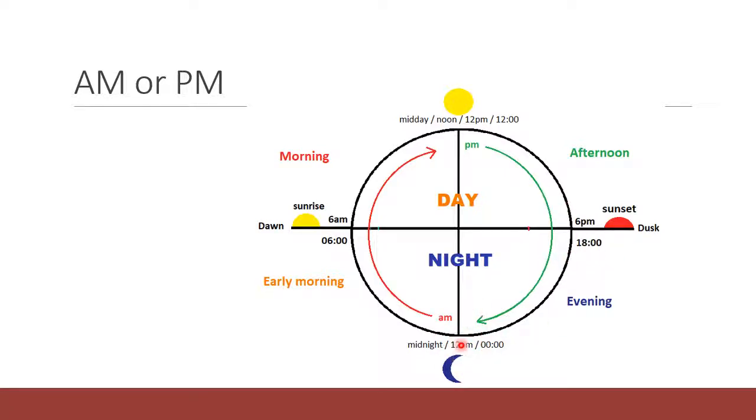So right now, I don't know if you remember at the beginning of the class, I said it is 9 p.m. or it is 9 in the evening. It's 9 in the evening.